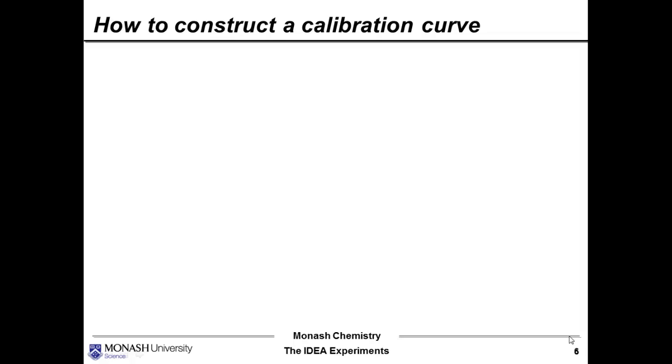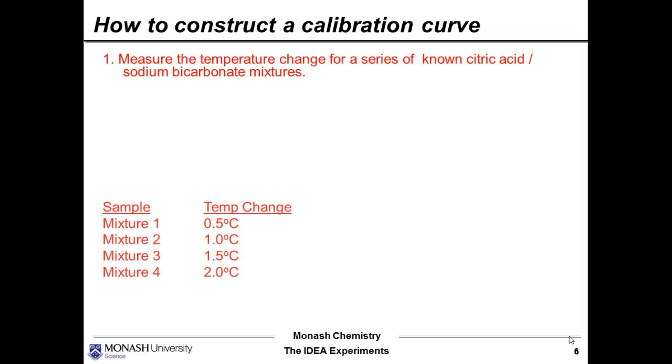A few quick points about constructing a calibration curve. In this case here, we're going to be looking at temperature change. So we're going to be reacting these 2 molecules together, and we should see that there is a temperature change associated with that. So to make a calibration curve, what we need to do is measure the temperature change for a series of known citric acid and sodium bicarbonate mixtures. You can see here I've got 4 mixtures, and there's a temperature change associated with each of those different ratios of the 2 components.